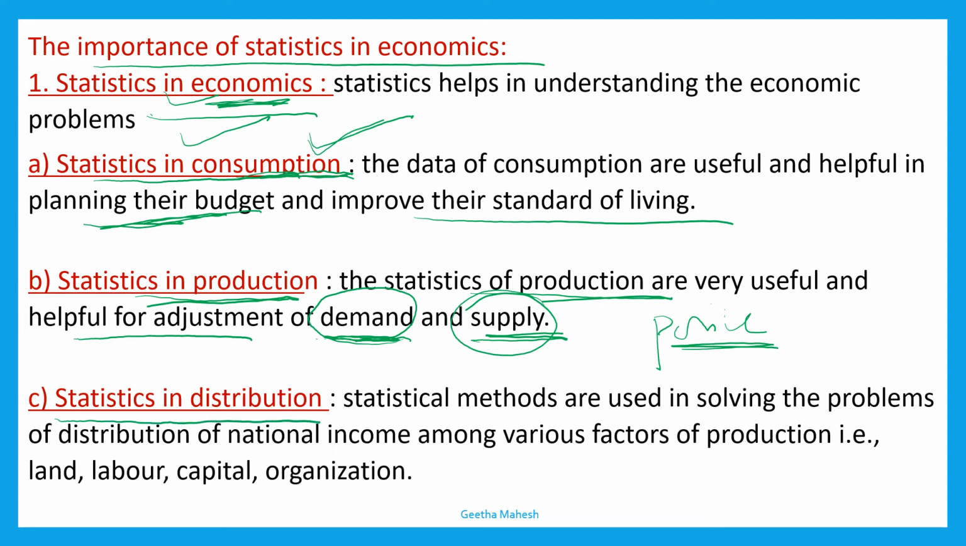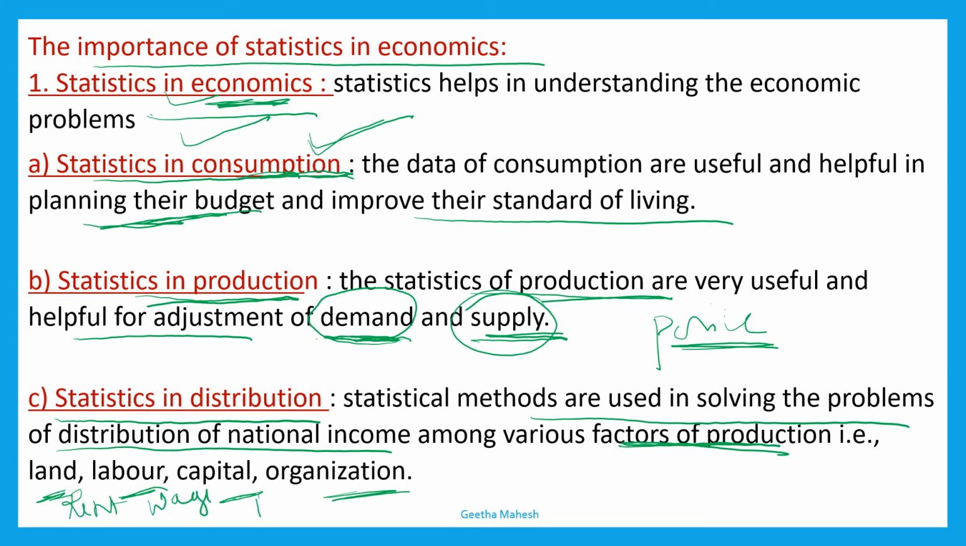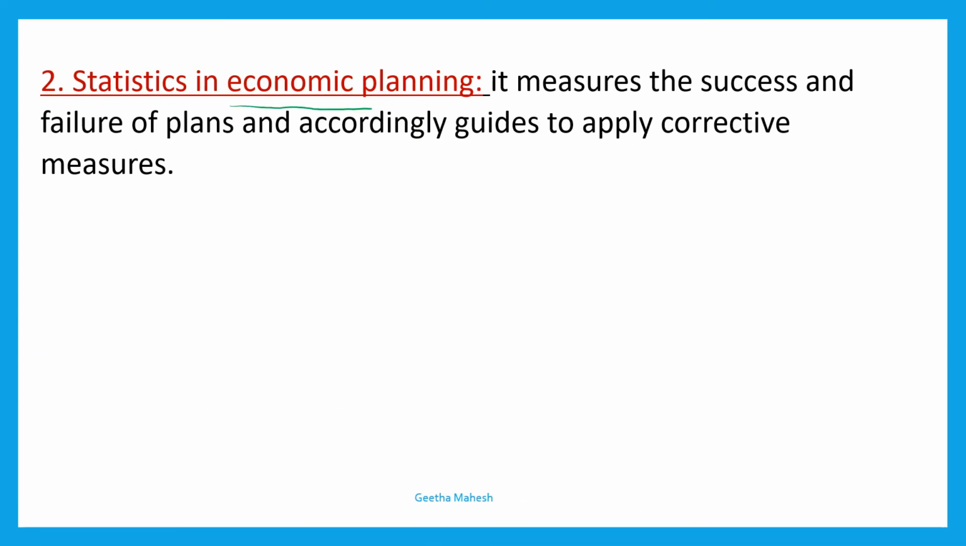Next comes distribution. Statistical methods are used in solving the problem of distribution of national income. National income is distributed among 4 factors of production. What are the 4 factors of production? Land, labor, capital, organization. And they are paid in the form of rent, wages, interest, and profit. So to undertake these, we need statistics, and it will be useful while we are distributing the national income among various factors of production.